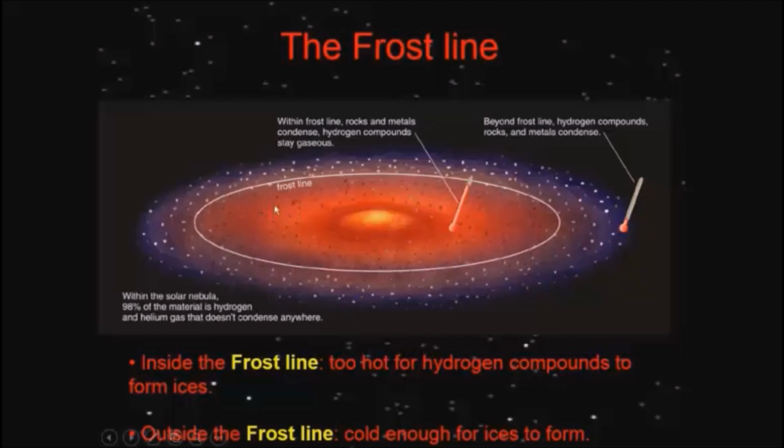So we can define this point in the disk that we call the frost line. Inside that frost line, rocks and metals will be able to condense, but hydrogen compounds won't be able to form ices because it's too hot. Outside of the frost line, you'll have rocks and hard, metallic stuff, and you'll also have ices. So beyond the frost line, you'll have bodies with more ice in them. Inside the frost line, you'll have much rockier bodies. And remember, any ices that are formed on the Earth today are usually a result of the atmospheric conditions. So inside the frost line, it's too hot for hydrogen compounds to form ices. Outside, it's cold enough for lots of ice to form.